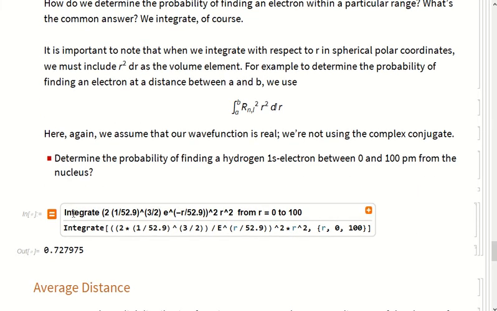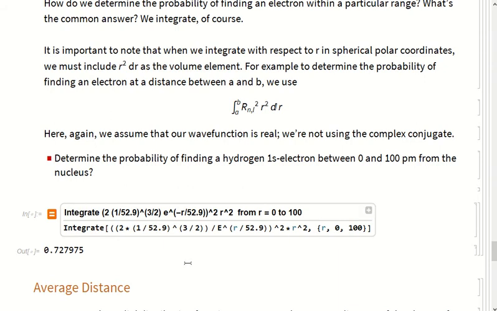So we're going to go ahead and enter that. Again, here's a Wolfram Alpha free-form language integration that we're going to use. Here is the radial component, ranging from this 2 to the end of the parentheses for the exponential term. We square our radial component, then we multiply it by r squared, and we're integrating it from 0 to 100. That's going to give us the probability of finding it between 0 and 100. Notice we have entered the Bohr radius here at 52.9 picometers, so we are integrating with respect to picometers.